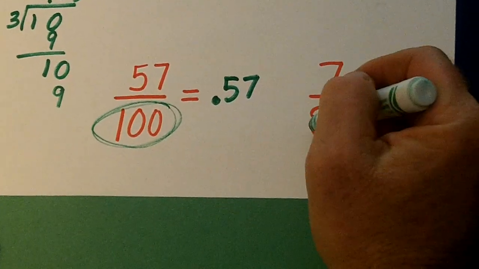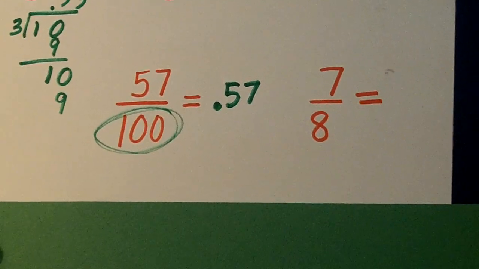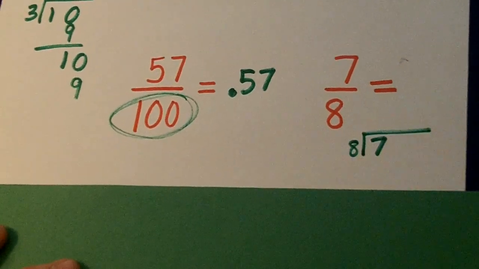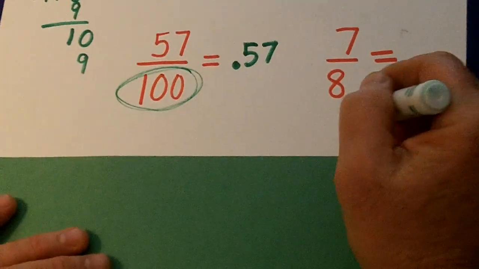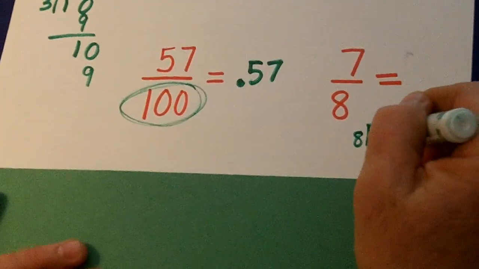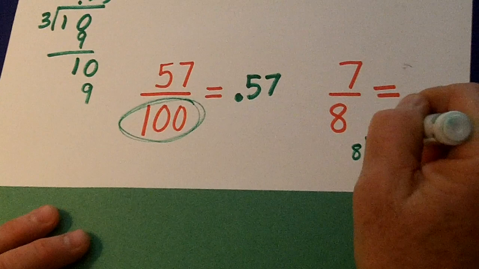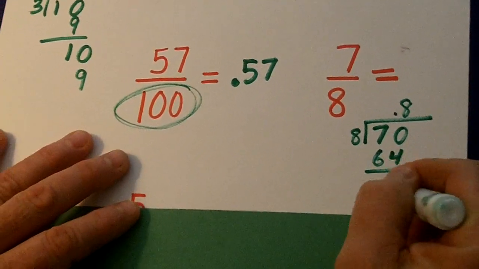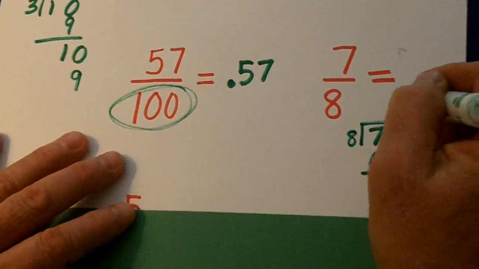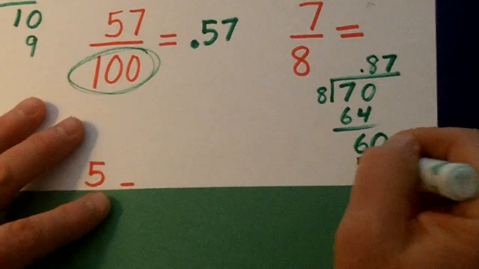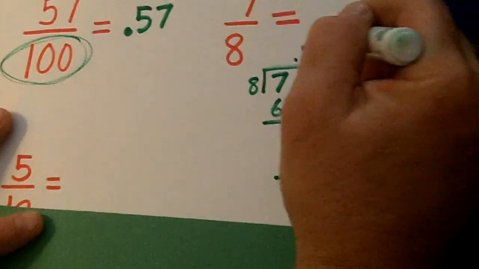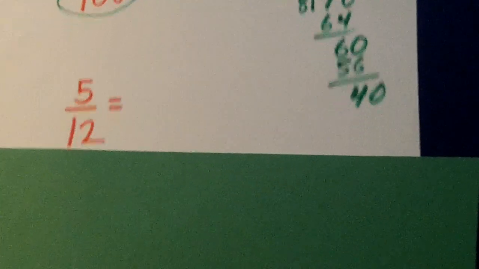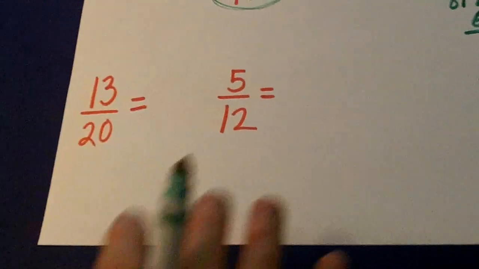Tra-la. Okay. 7 over 8. Can 8 go into 10 or 100? No. So we take biggest into small. Big cannot go into small. Decimal, 0. And we go 8, 64, 6, 0, 7, 56, 4, 0, 5. 875 thousandths.